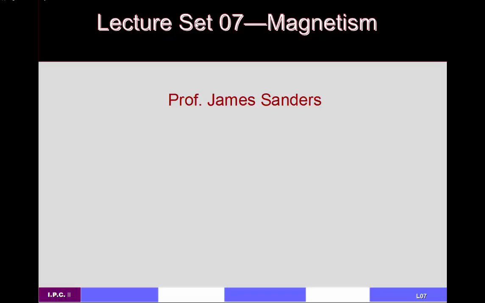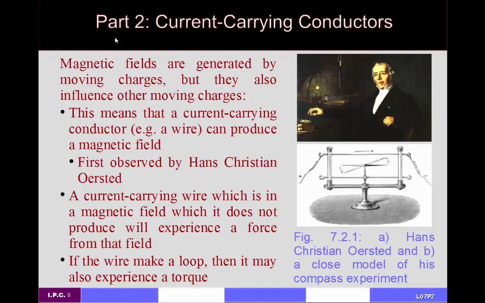Today's video continues my lecture set discussing magnetism, and we are in part 2 of that lecture set, which is about current carrying conductors. In the previous set of lectures, I talked about how magnetic fields affect moving charges. Today we're going to talk a little bit about how a magnetic field might be generated by a moving charge, in the sense of describing the form of the fields that are generated by a current carrying conductor. That would be, for example, a wire with current running through it.